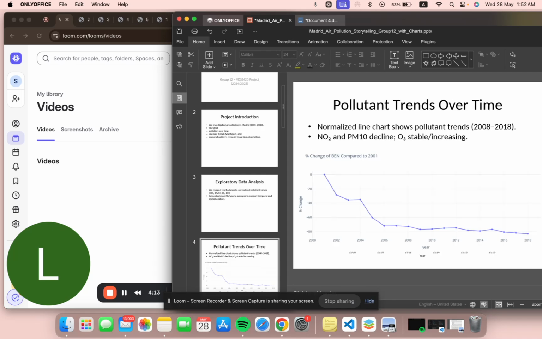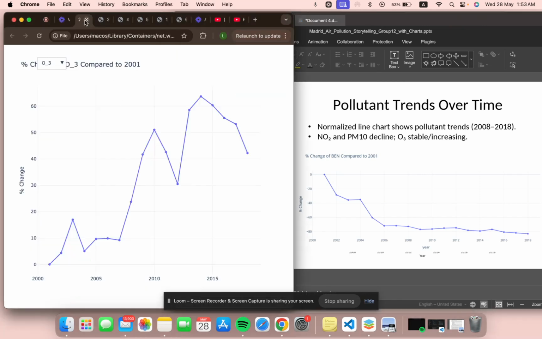To answer our first question, we plotted a time series chart of normalized pollutant values from 2008 to 2018. Here on the x-axis, we have the years showing pollution trends over time, and on the y-axis, we have our derived variable, that is the percentage change in composite pollutant. This allows us to have cross-pollutant comparison despite the unit differences.